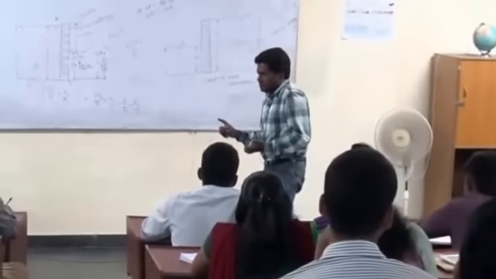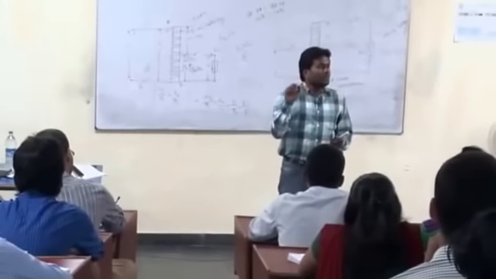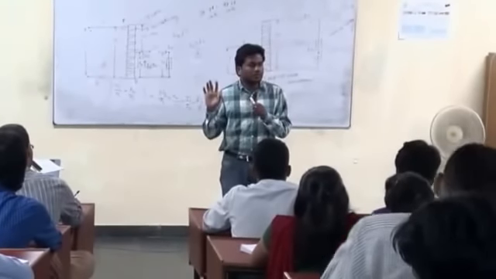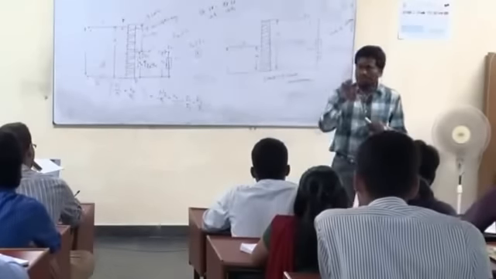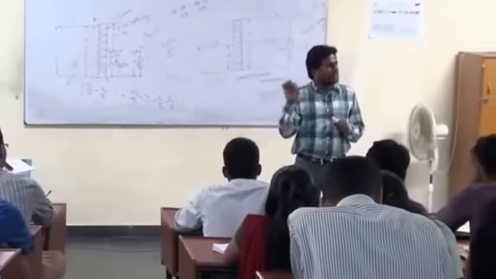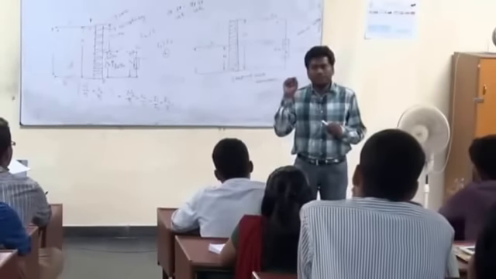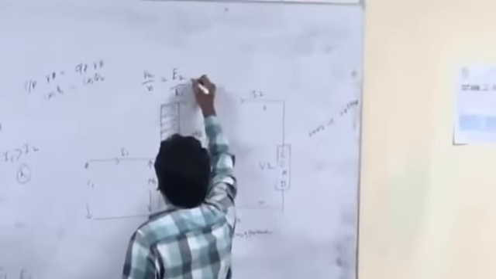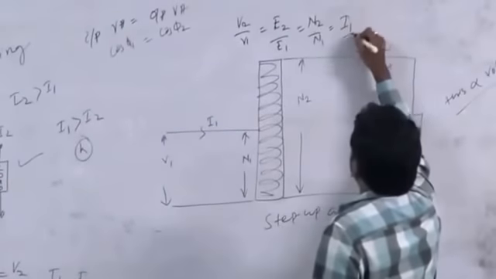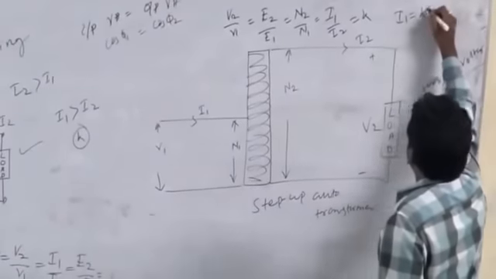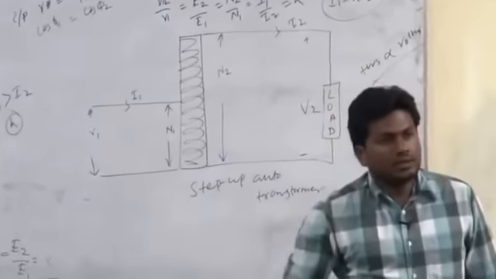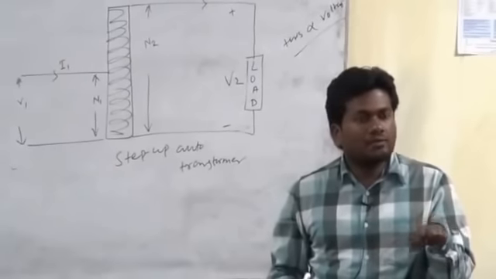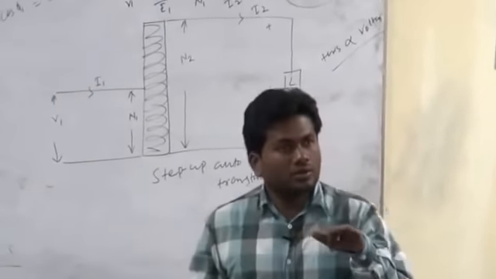Remember all of you, first of all, this transformation ratio formula: V2 by V1 equals E2 by E1 equals I1 by I2 equals K. So I1 equals what? K into I2. Yes or no? I1 equals K into I2. If K is less, then what is going to happen? If K is less, will I1 be more or less?